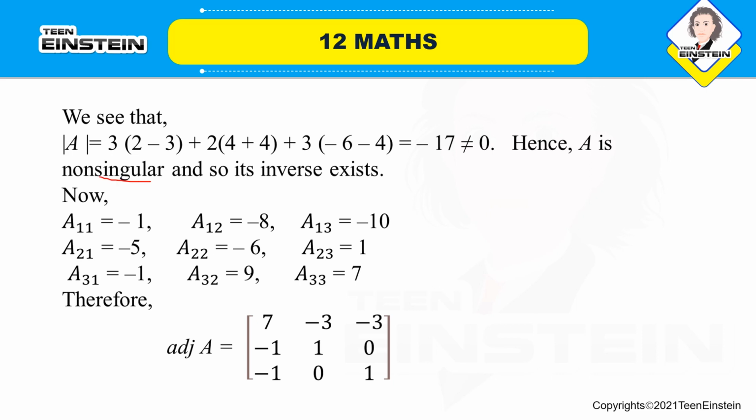Now I'm going to find adjoint A. Adjoint A is the transpose of the cofactor matrix. So find all the cofactors. Capital A11 is the cofactor of small a11. It is minus 1.